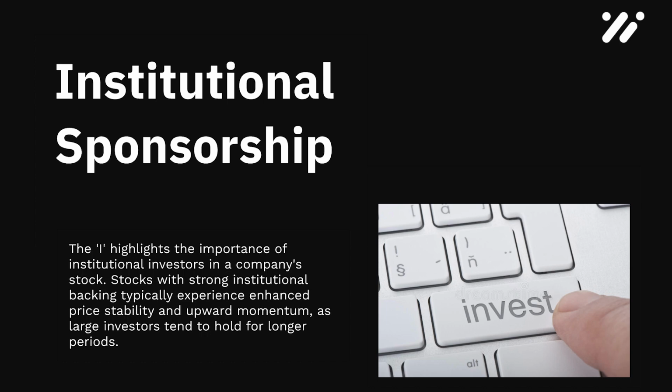The sixth alphabet, I, institutional sponsorship. The I stands for institutional sponsorship, which refers to the presence of large institutional investors, such as mutual funds, pension funds, and hedge funds, in a company's stock. O'Neill emphasizes that stocks with a strong institutional following are more likely to experience sustained upward price movements.